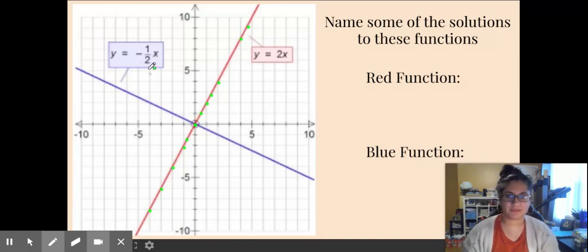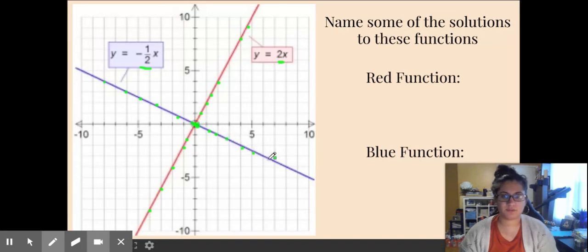We can do that same thing here. You'll see these are perpendicular. I have a 2 as the slope here, and a -1/2. Those are opposite reciprocals. Any of these points on this blue line, including here where they seem to run into each other at 0, 0, are solutions to the blue function.